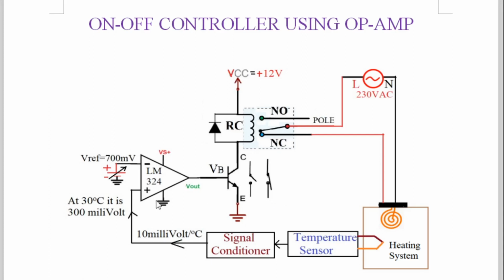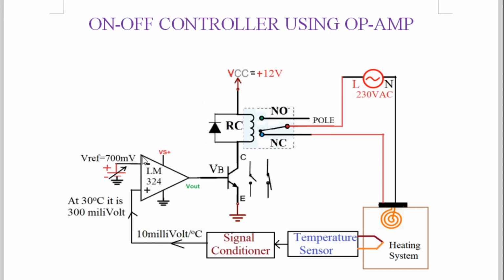Now what is this comparator? As we told you, look here. The minus terminal, meaning the inverting terminal, is connected to a reference voltage of 700 millivolt with the help of a variable battery. At room temperature, say 30 degrees centigrade, the output of the signal conditioner, which we studied a minute before, is 300 millivolt. So the non-inverting input pin is at 300 millivolt and the inverting input pin is at 700 millivolt. So which voltage is greater? The inverting voltage is greater than the non-inverting.